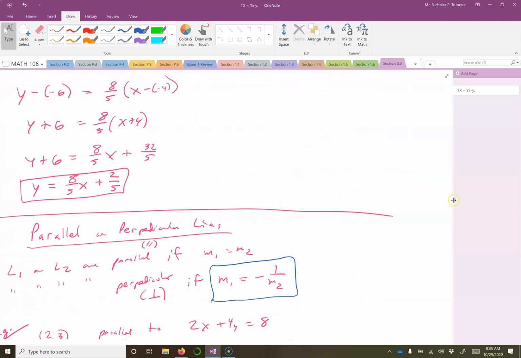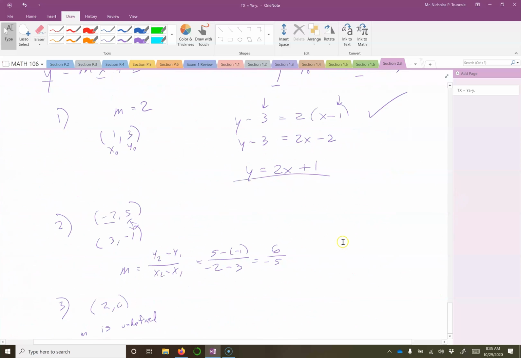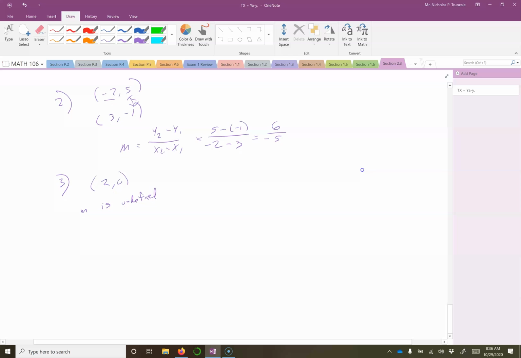So if you see slope undefined, all you have to do is say x equals whatever the x coordinate is in the point. So this would be x equals 2. That would be the equation of a vertical line at the x coordinate of 2. Okay? The only other case would be, let's say I gave you (5, negative 4), and I said the slope is 0.